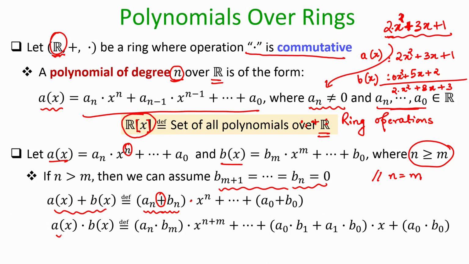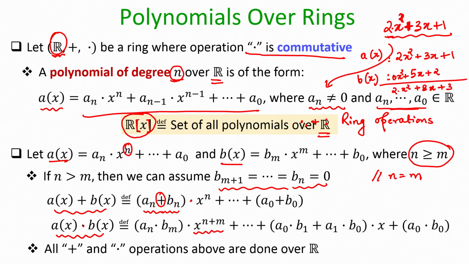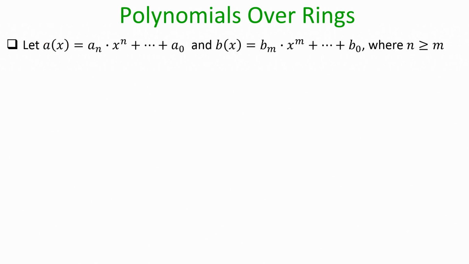In the same way, I extend my notion of multiplication of two integer polynomials to multiplication of two ring polynomials. Again what I do here is, if I take the product of two polynomials of degree n and m respectively, the polynomial will now be of degree n plus m, and these will be the various coefficients. And again I stress that all these plus and dot operations are the dot and plus operations over my ring R. They are not the usual or traditional plus and dot operations.